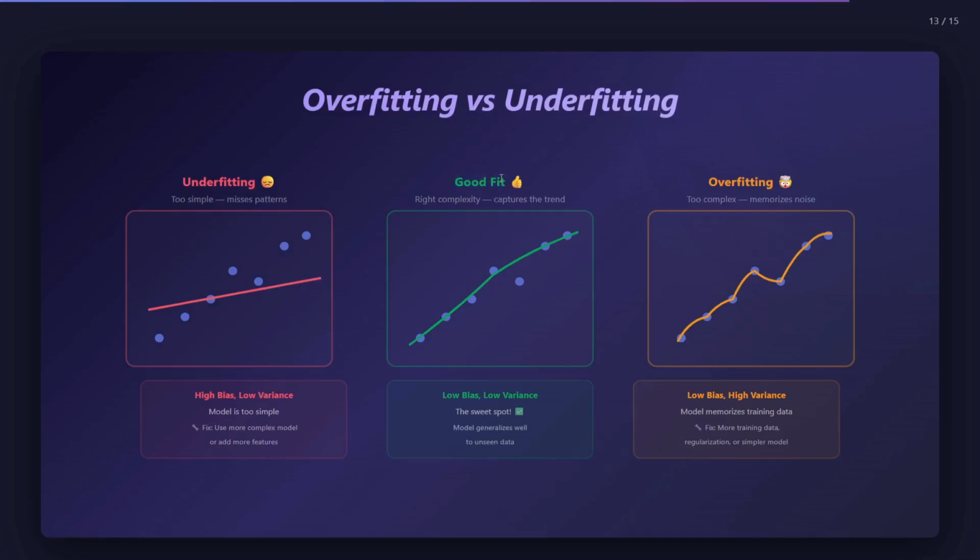And also, suppose a student is just memorizing the exact previous year questions, paper by paper, word by word. If the same question comes, he or she will get 100 marks. But if a new question comes, he or she will fail badly, right? So we want the middle student, right? That's a good fit, and we want this kind of model which performs better with unseen data also. Okay.